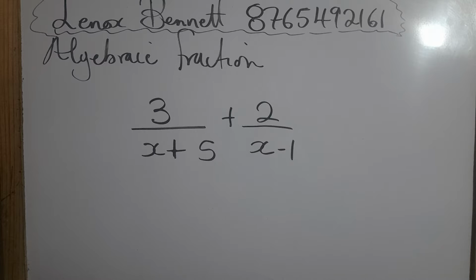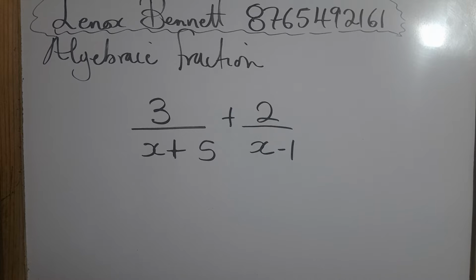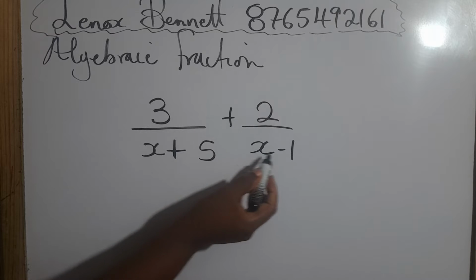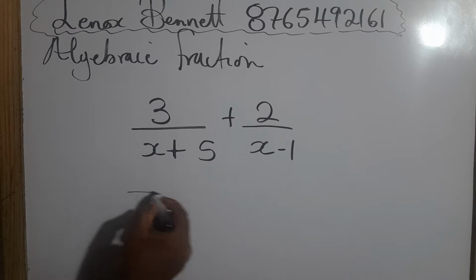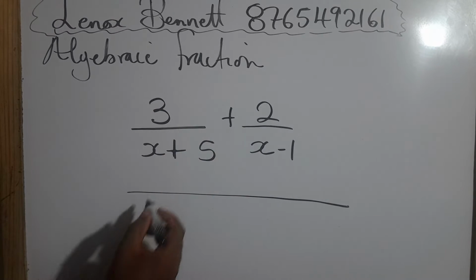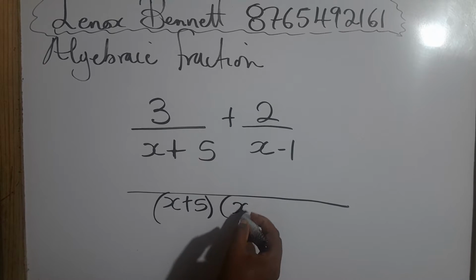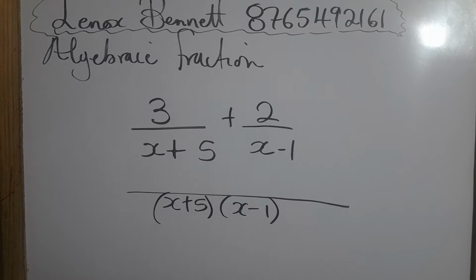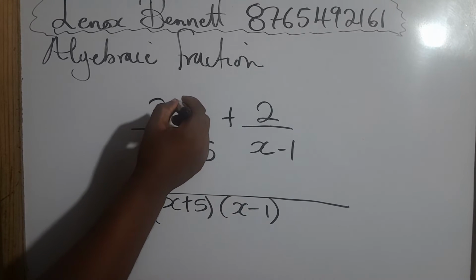Today we're going to be looking at algebraic fractions. The first thing we notice is that it's a fraction, but it's an algebraic fraction. So what we do is find the lowest common multiple, just like when you're adding and subtracting fractions. So let's find the LCM. The easy thing about this will be the LCM, the product. So we multiply x plus 5 and x minus 1. That's our LCM. So x plus 5 into this, it would leave x minus 1.